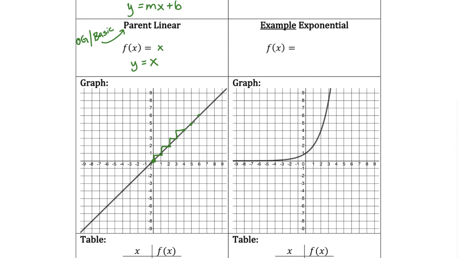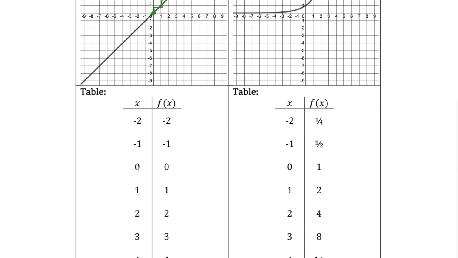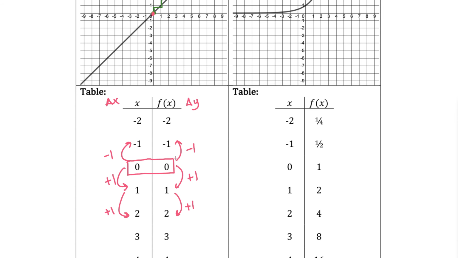And if you look at the table, we start at 0, 0. And then this is our change in y, and we'll put our change in x over here. And we add 1, up 1, right 1, up 1, right 1. We can even go backwards. We would go down 1 when we go left 1.